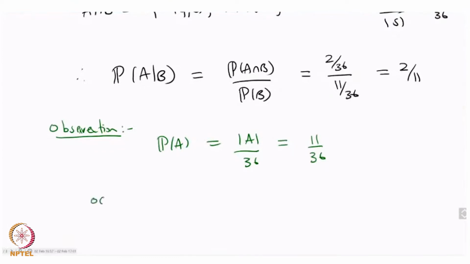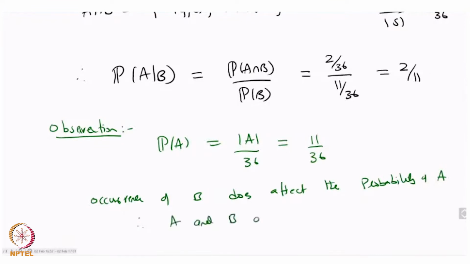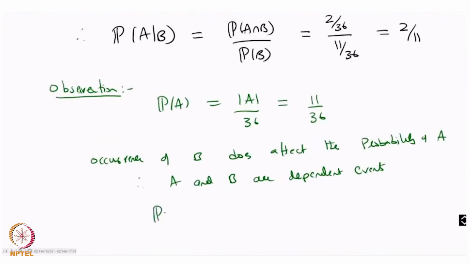So the occurrence of B does affect the probability of A. Therefore, as seen, A and B are dependent events. A and B are dependent. They're dependent events, as the probability of A given B is not equal to the probability of A. So this was 11 by 36. This is 2 by 11.